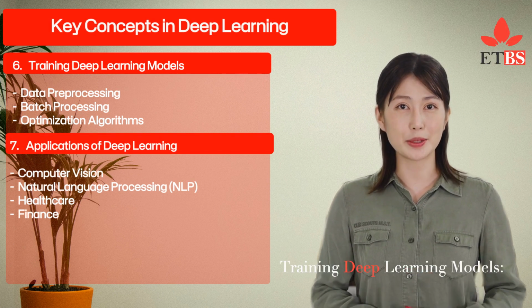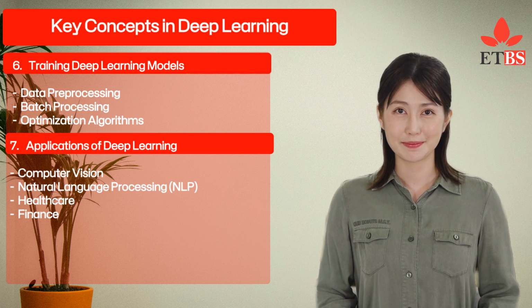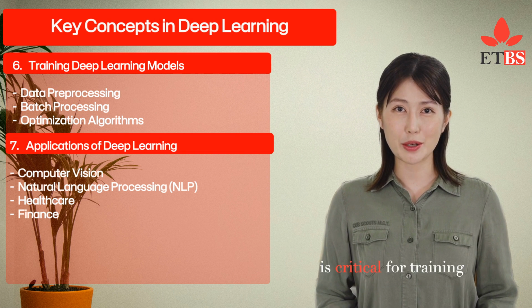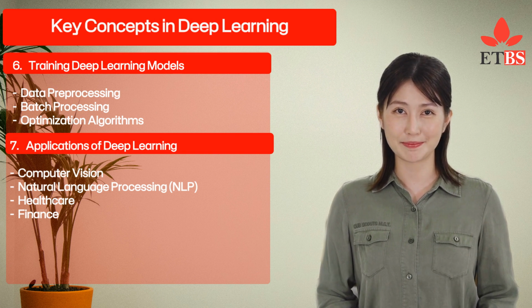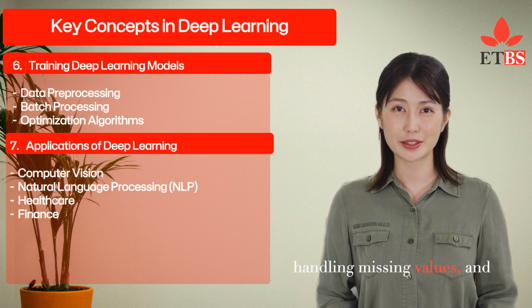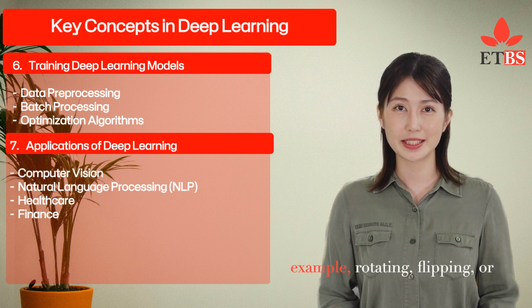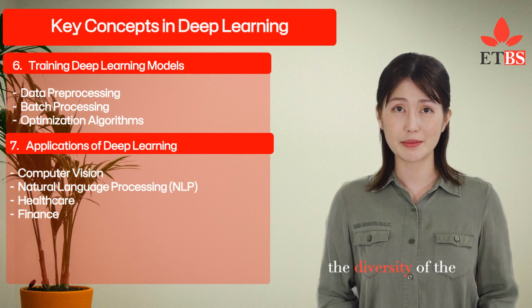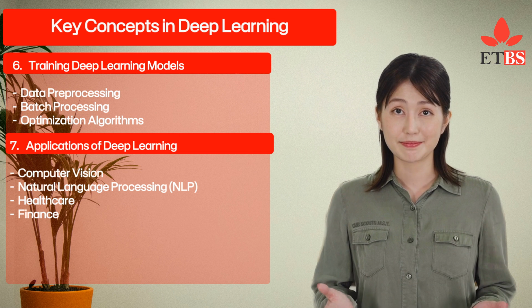6. Training deep learning models. Data preprocessing. Data preprocessing is critical for training deep learning models. This includes normalizing data, handling missing values, and augmenting the data, for example, rotating, flipping, or cropping images to increase the diversity of the training data.